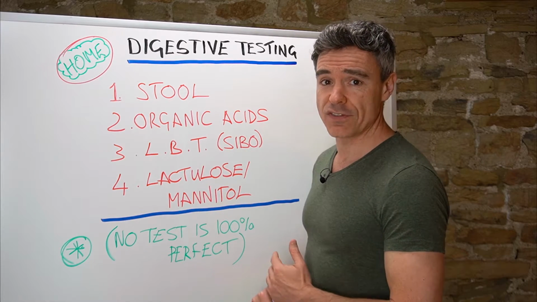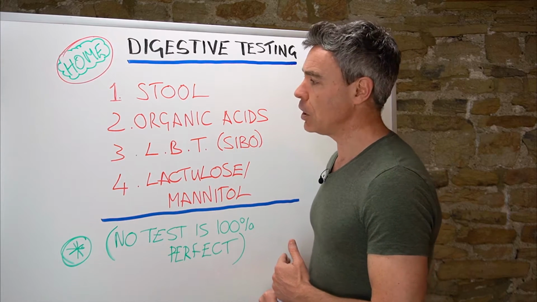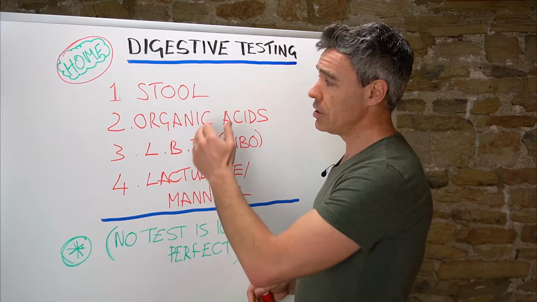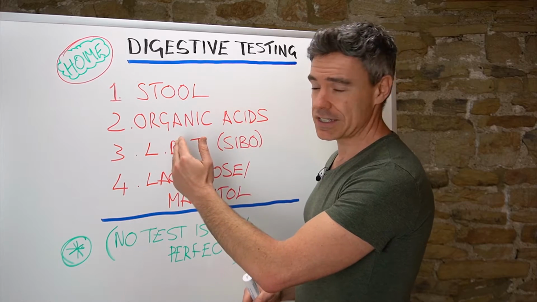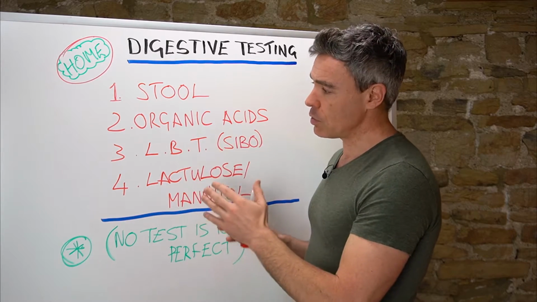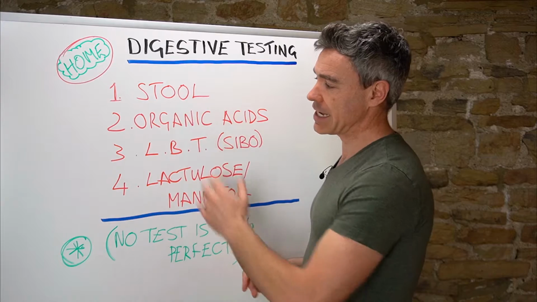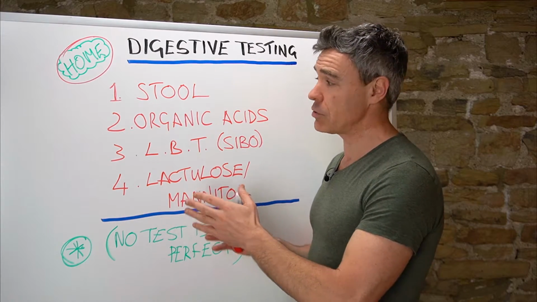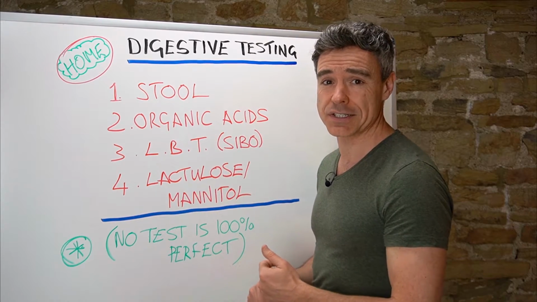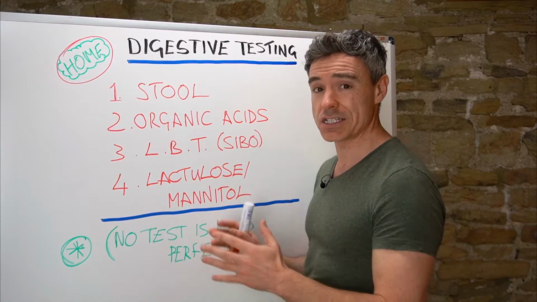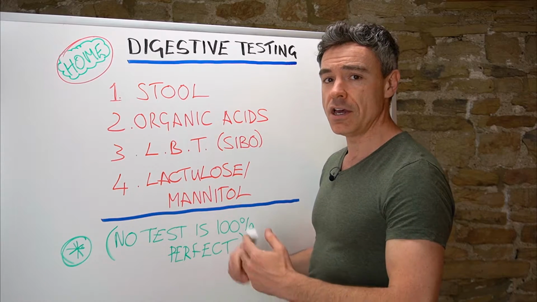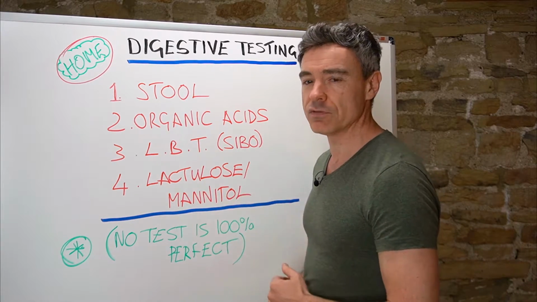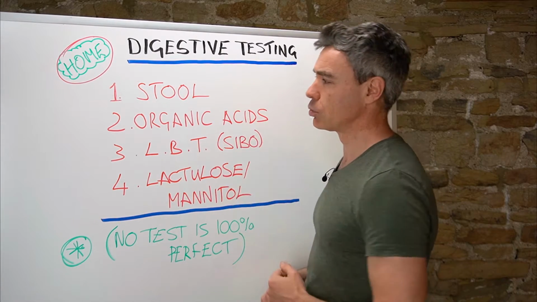So what are these four tests and why are they helpful? First of all, I'm going to do a whole video series on stool testing, organic acid testing, etc. So we're just going to do a high-level overview of the tests that are available to you, and then there'll be links to the video series for each individual type of test beneath this video window, so you can explore them in a lot more detail and get a feel for what they are, how they can help you, and which one might be most relevant for you. So let's begin with the stool test.